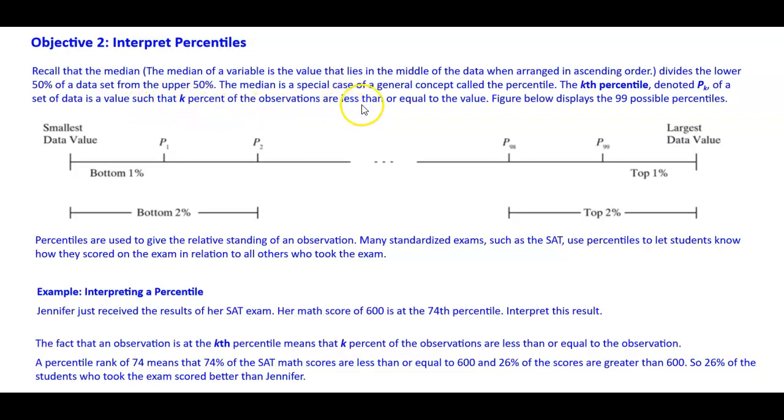observations are less than or equal to the value. Now the figure below displays the 99 possible percentiles. Let's take a look at the first percentile, percentile 1. If we look at P1, what this represents is the bottom 1%. If we take a look at P2, this represents the bottom 2%.